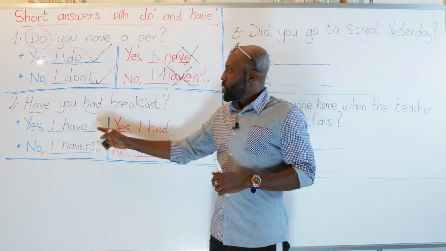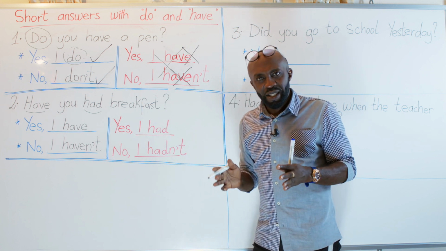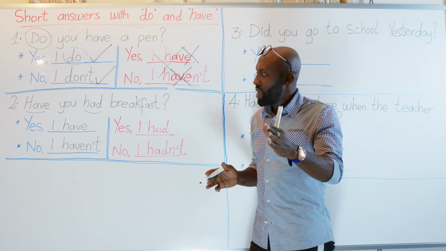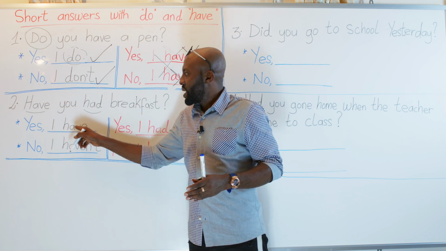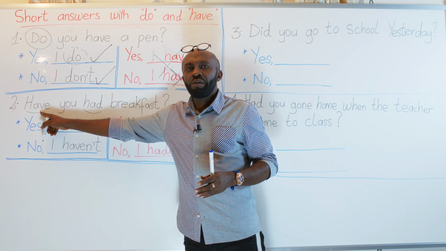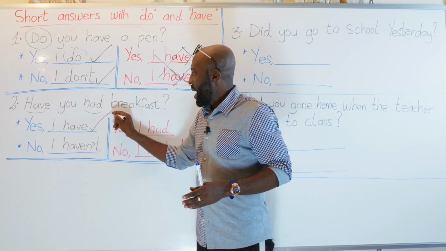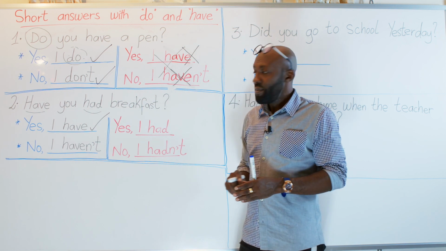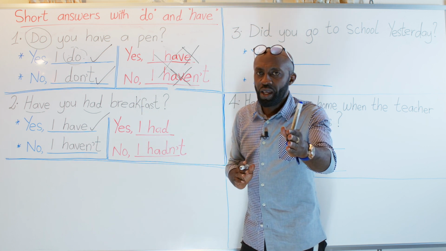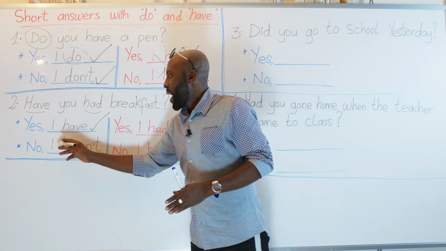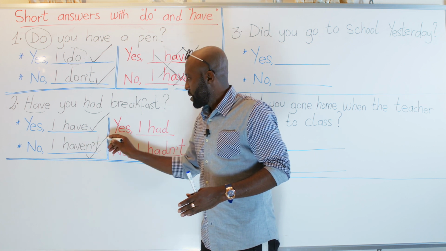So what is your response here if it's a yes answer? What do you say? Yes, I have. Because it's the first verb. So yes, I have. It's okay. If it's a no response, what do you say? You say, no, I haven't. Okay, this one is correct.